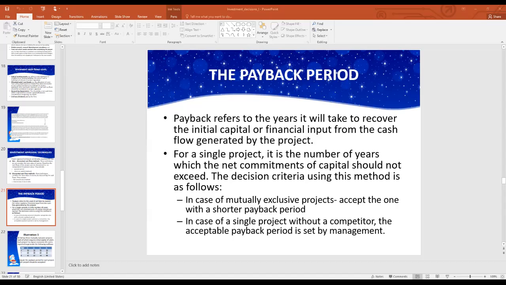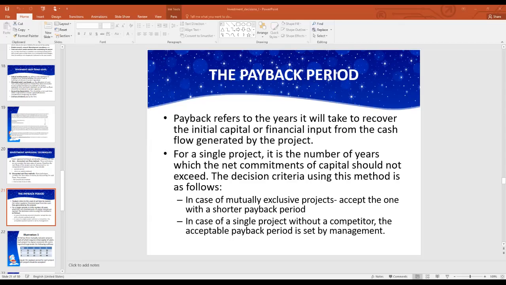The one that has the shortest payback period is more desirable because you're going to be getting your money a bit earlier rather than later. So the shorter the payback period, the more desirable the project is. If you have what we call exclusive projects, you'd rather invest in the one that has the shorter payback period.